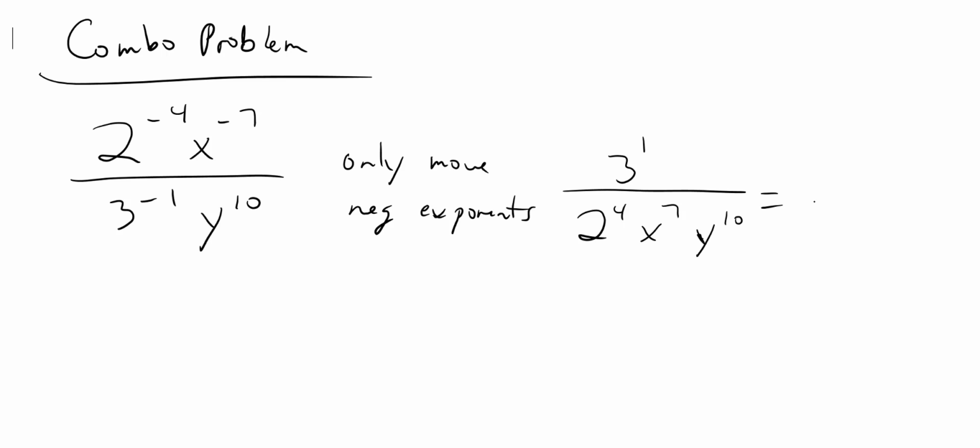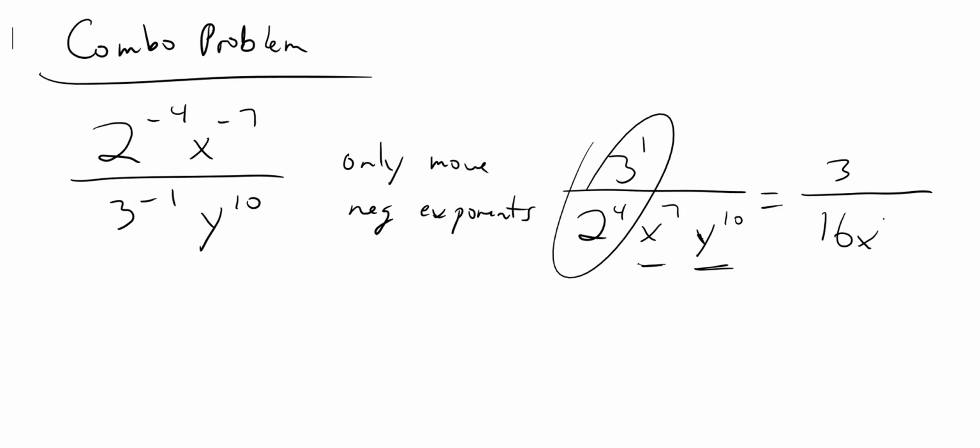All right, now you evaluate. Obviously, you can't do anything with the variables because they're set, but this you can evaluate. So 3 to the 1 is 3 over 2 to the 4th power, 16, x to the 7th, y to the 10th. That's it. That's it? It's really not bad. All right, so that's pretty cool.